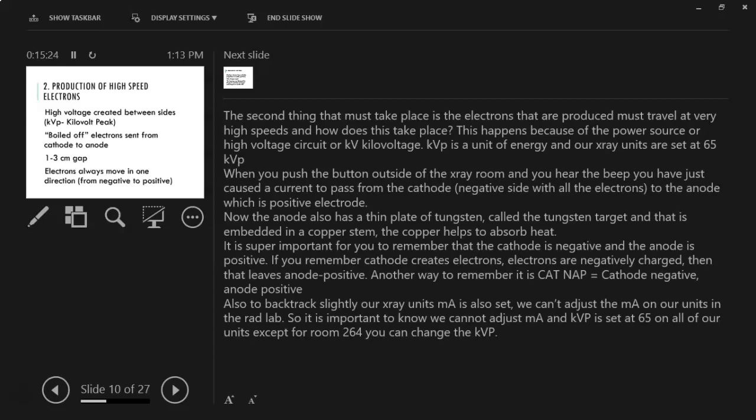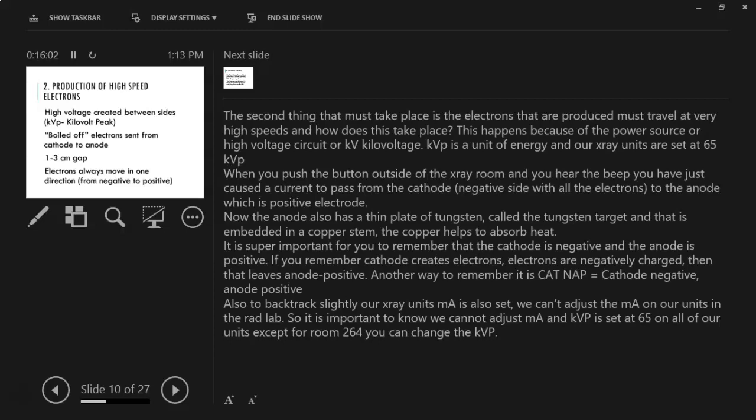That's another thing, just like the MA, we can't adjust, with one exception, and I'll tell you in a minute. When we push the button on the outside of the room to expose the X-ray and it beeps, high voltage energy has just been released, giving enough high voltage to kick off those electrons from the filament that were hovering around in the cloud.